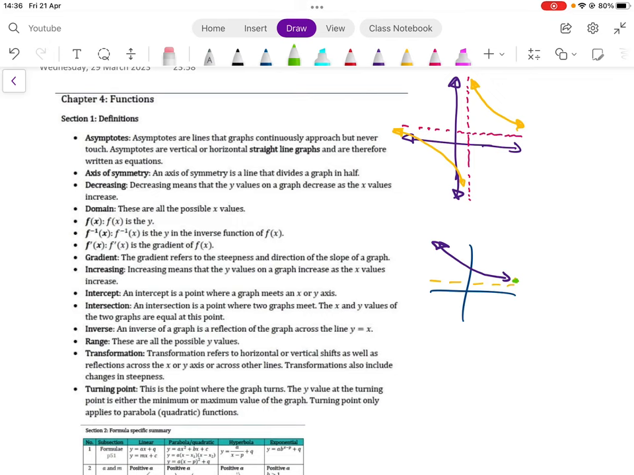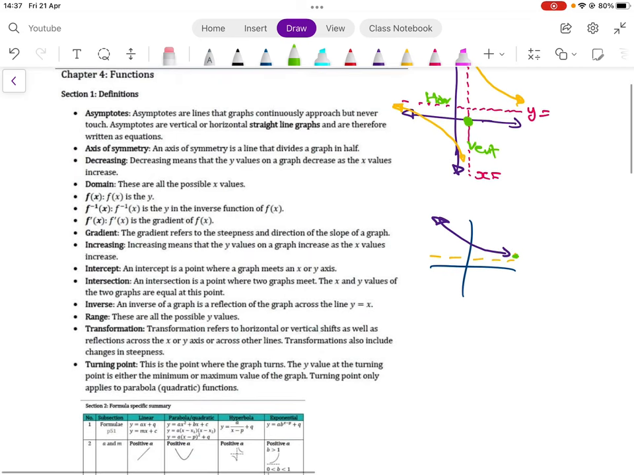The equation of asymptotes is either y equals a certain number or x equals a certain number. As you can see, this is the vertical asymptote, and that is the horizontal asymptote. You can just see which one is a horizontal line and which one is a vertical line. And then exponentials only have a horizontal asymptote. The equation is going to be y equals a certain number. That's the y-intercept. If that is 2, that means y is going to be 2.